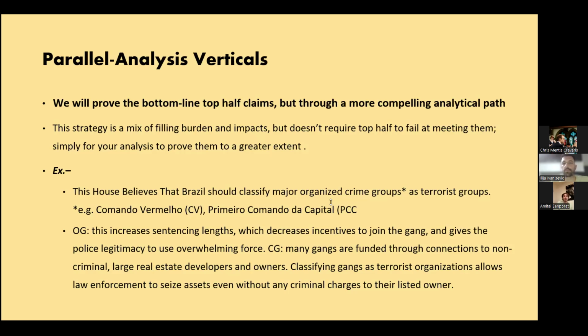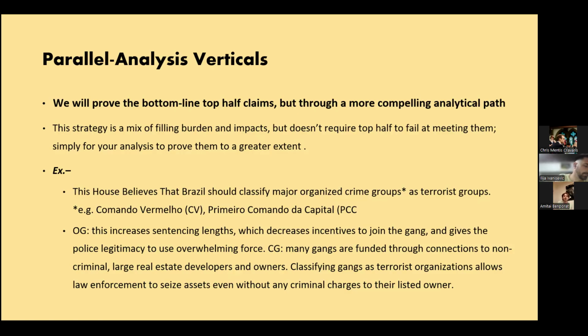So I want to give examples for what this looks like and how it deviates from the two things we talked about before. The first example is this house believes that Brazil should classify major organized crime groups as terrorist groups. And here, let's say that OG does a lot of the shallow brunt work necessary for the broad argument, which is it increases sentencing lengths, it decreases incentives to join the gang, it gives police legitimacy to use overwhelming force, and then some impacting on why gangs are bad. This is probably fine unless there's a very staggering burden that's missed.